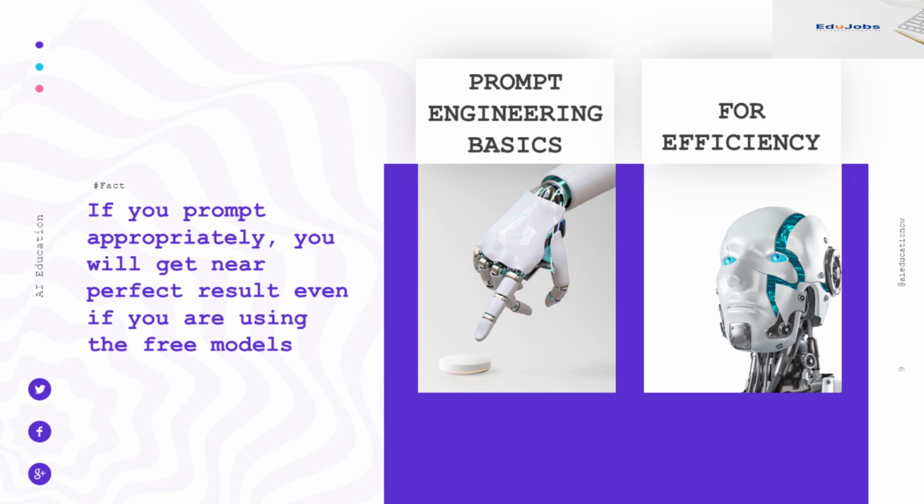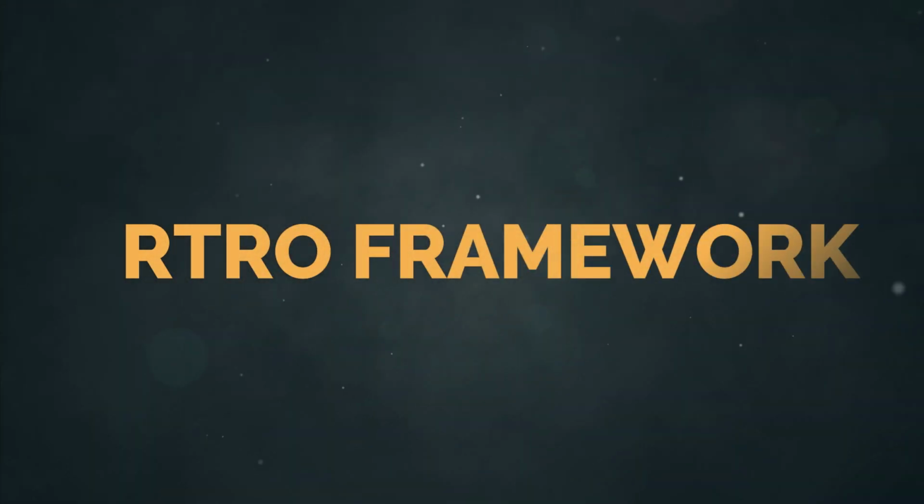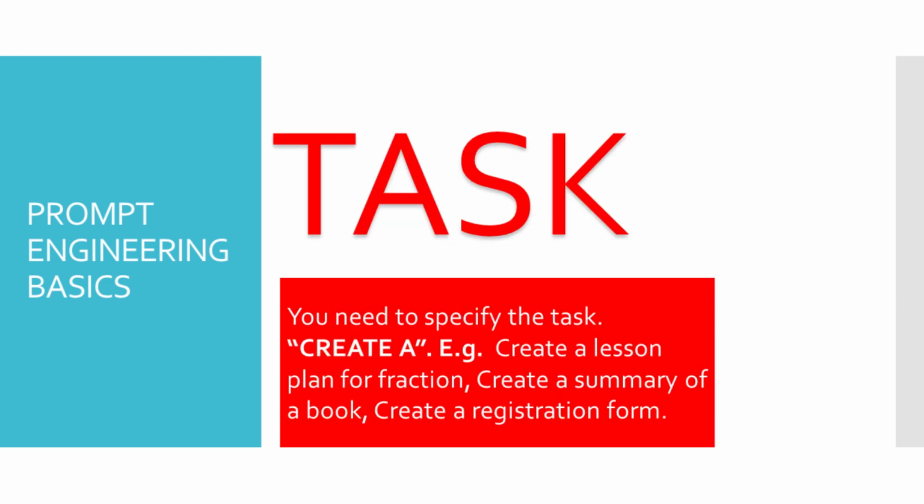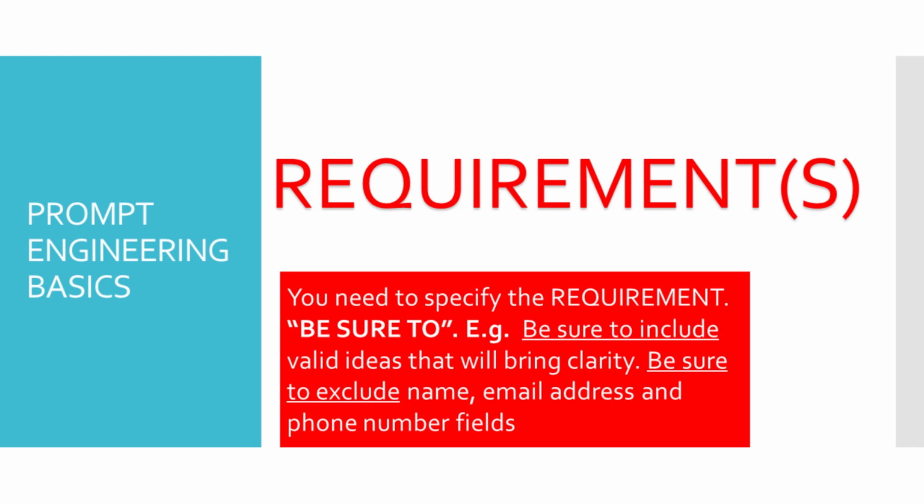So I just want to take you through brief prompt engineering basics that would help you and make you better at what you do. I'm going to be using the RTRO model, which talks about the role, specifying the role you want the AI system to perform, and the task, specifying the task you want the AI system to undertake for you. Then we also have the requirements, which you need to specify, then the output.